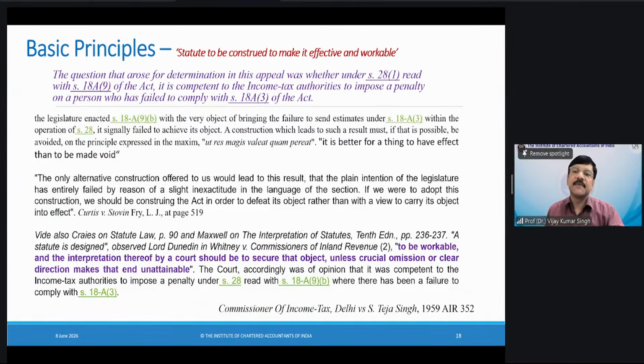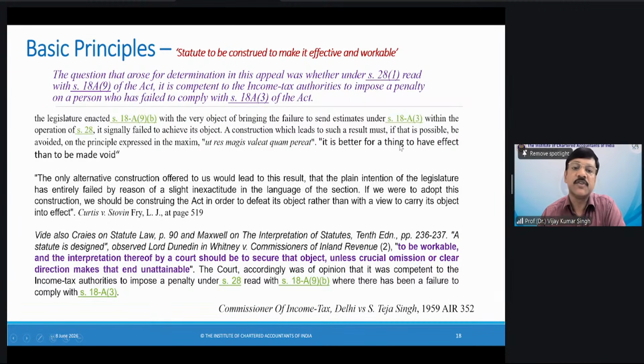Another basic principle, which is the third basic principle, is that you have to make the statute effective and workable. So your statute has to be construed in a way that you make it effective and workable. So let us understand this by way of an example.